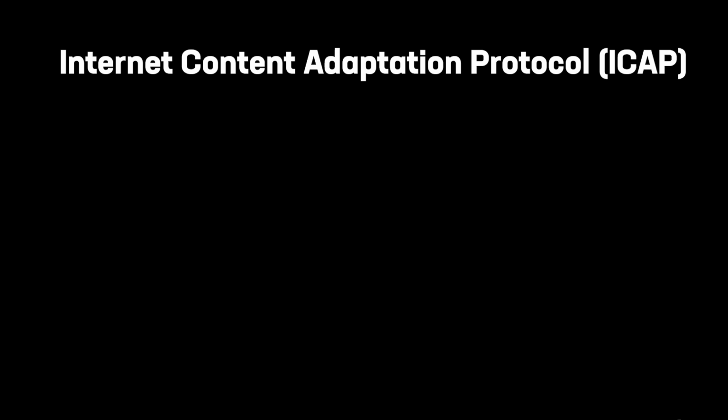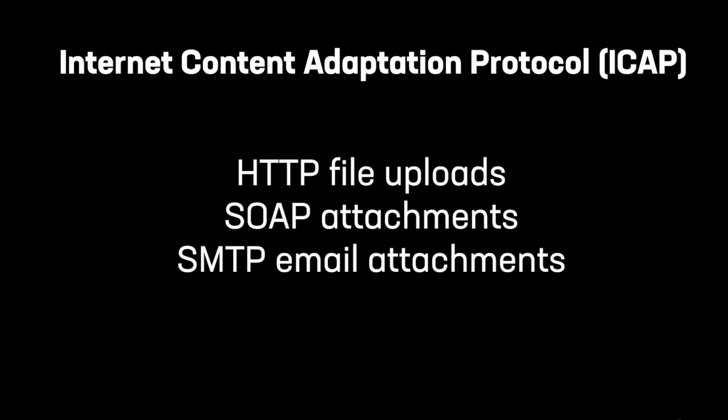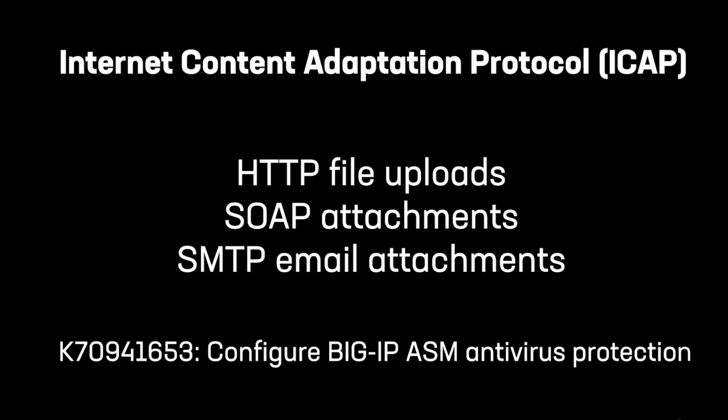You can configure the BIG-IP system to perform content inspection on binary data for the following types of data only. The BIG-IP ASM attack signature engine protects non-binary data. For detailed information, refer to this article linked below.